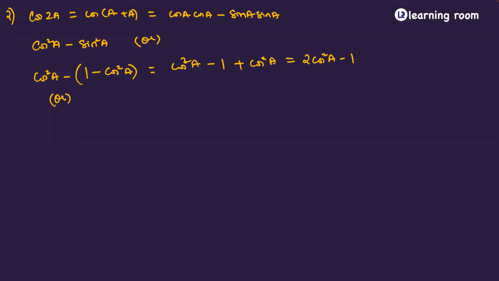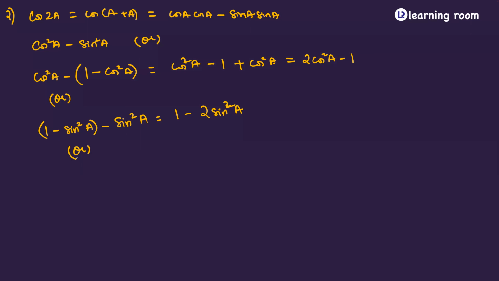cos square a you can write it as 1 minus sin square a minus sin square a. So this will be 1 minus 2 times sin square a. So either of them is accepted. So depending on the problem, you will be using the required formula. Okay. But there is a fourth one also.